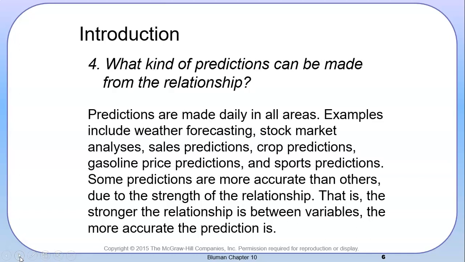So what kind of predictions can be made from the relationship? Predictions are made daily in all areas. Examples include weather forecasting, stock market analysis, sales predictions, crop prediction, gasoline price prediction, and sports predictions. Some predictions are more accurate than others due to the strength of the relationship. That is, the stronger the relationship between variables, the more accurate the predictions.